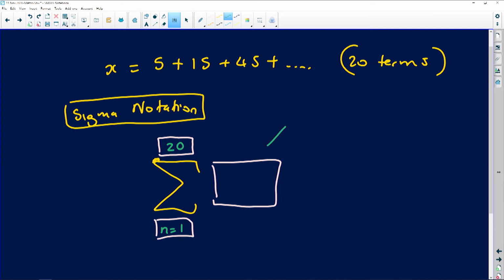Now, what comes here is always the general term. The Tn is what you always put in there. They said this thing is geometric, so we know the general term for the geometric is ar to the power n minus 1. What is a? A is 5. What is r? R is the ratio, term 2 divided by term 1. When you divide these terms, you get 3. So we can clearly see that our ratio is 3 to the power n minus 1.